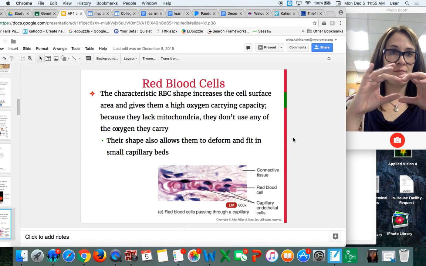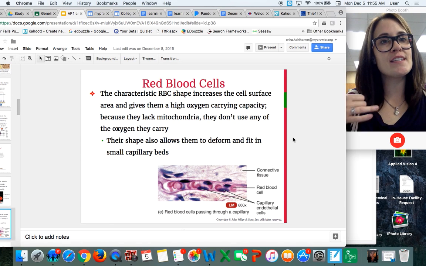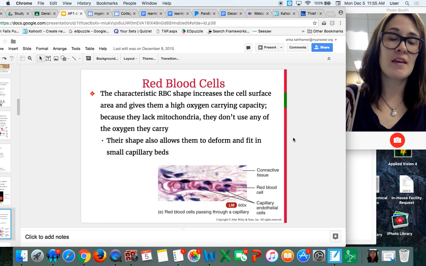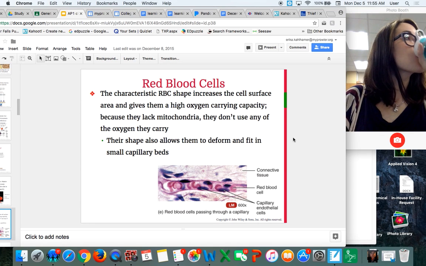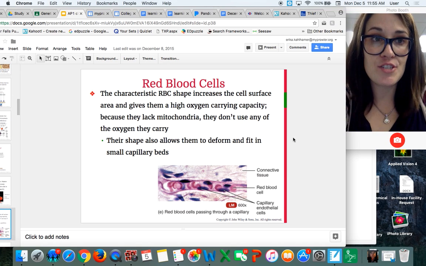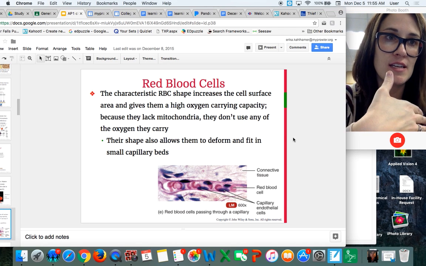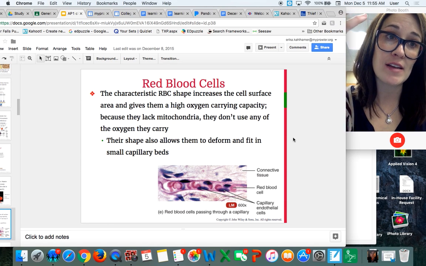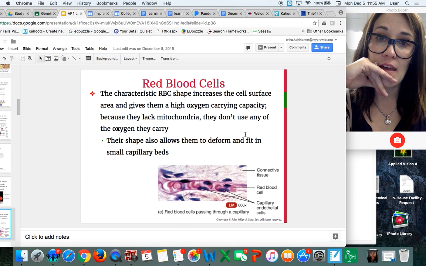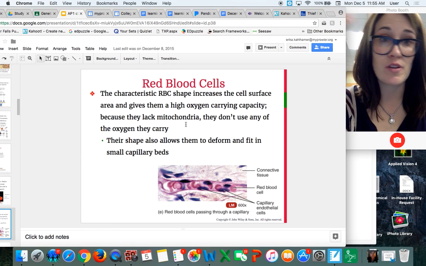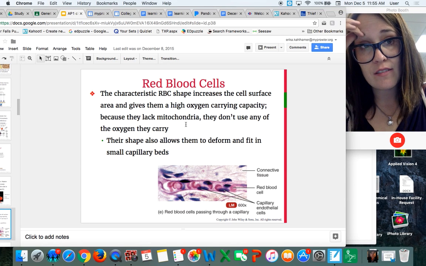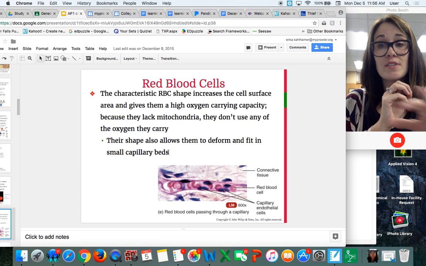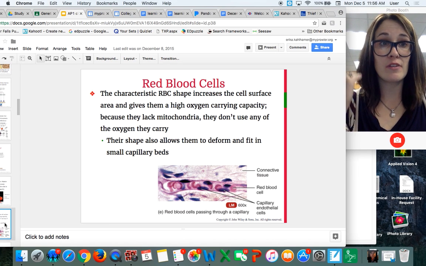The reason why they're shaped like a biconcave disc, or little frisbees, is that it increases the surface area for oxygen to be exchanged with carbon dioxide. It also gives them a high oxygen carrying capacity, and it's just as it sounds, the ability to carry oxygen. So you can have a high oxygen carrying capacity or a lower one. They don't have any mitochondria, so they don't use any of the energy or oxygen they carry, so that's good. Their shape allows them to stack up on each other as well, to fit through tight capillaries. Their shape is very important to their function.